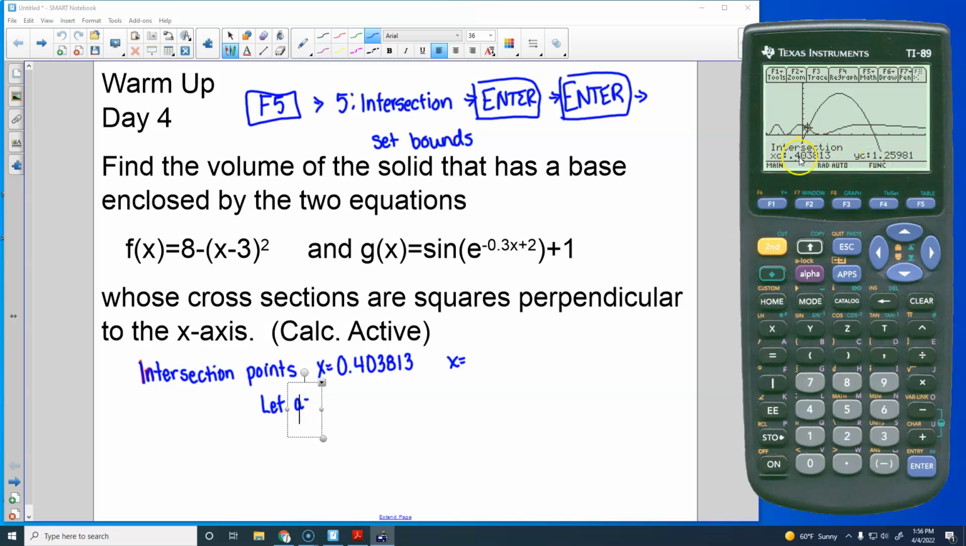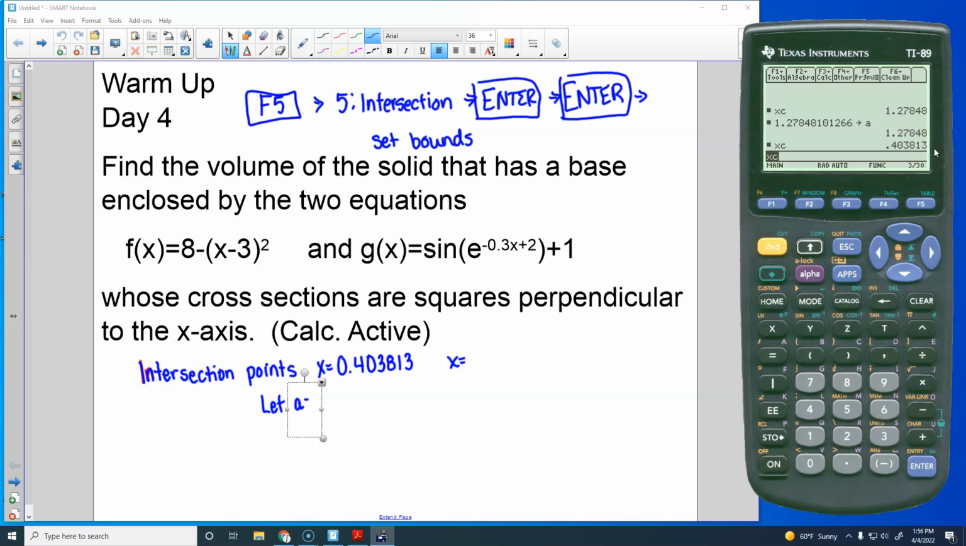Okay, so whenever you get your intersection here, I've got 0.403813. You definitely do not want to round that number off. It is better if you store it in your calculator. So I'm going to go back to the main screen, just hit home, and if you type the letter X and the letter C, it should be 0.403813. Yes.